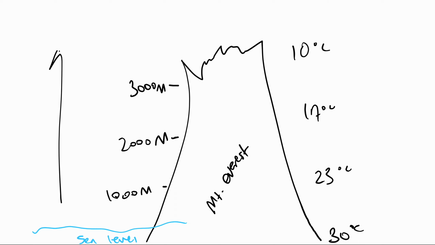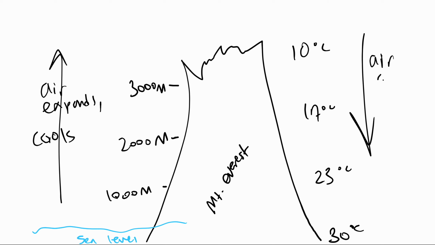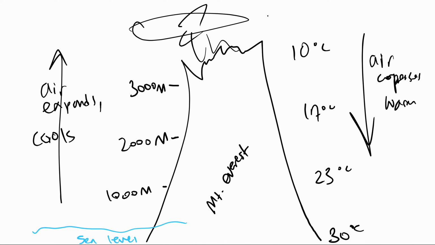So as you go up, the air expands and it's going to cool. Essentially, all you need to know is, as you go up, the air is going to expand and cool down. As you go down, air compresses and it's going to warm up. That's why Mount Everest is super snowy all the way up there, right? It's also why when you fly on airplanes, it's like minus 10 degrees out there when you're flying. It's super cold up there. As you go up, it cools. As you go down, it warms.